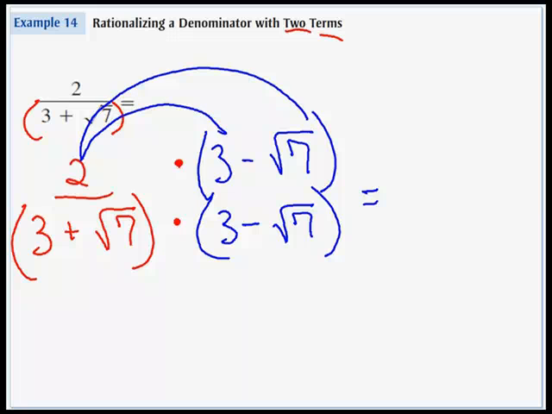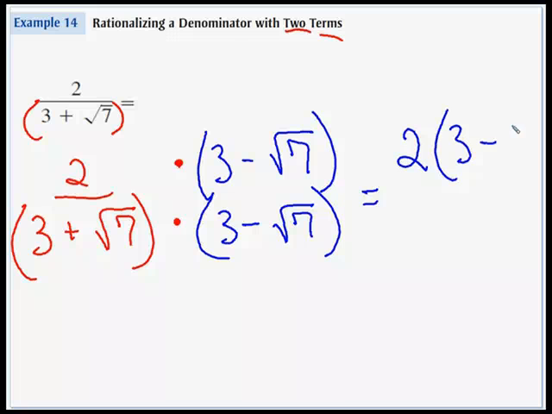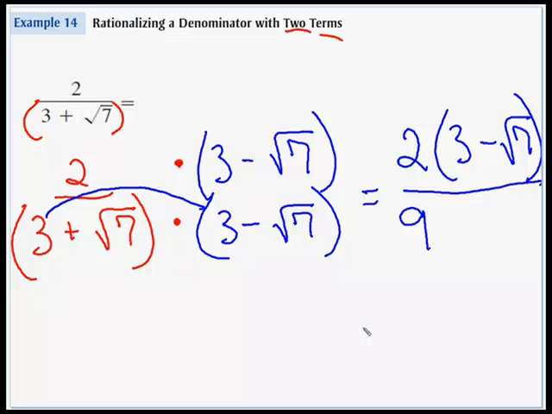Don't do that right away, because some of these problems are designed to simplify near the end. So I'm just going to leave this as 2 times that quantity, 3 minus the root of 7. Now, why do we choose the conjugate like this? Well, if we FOIL it out, first term times first term, 3 times 3 is 9. Our outer terms, 3 times negative root 7, and our inner terms, 3 times positive root 7, are going to cancel out. They will sum to 0.